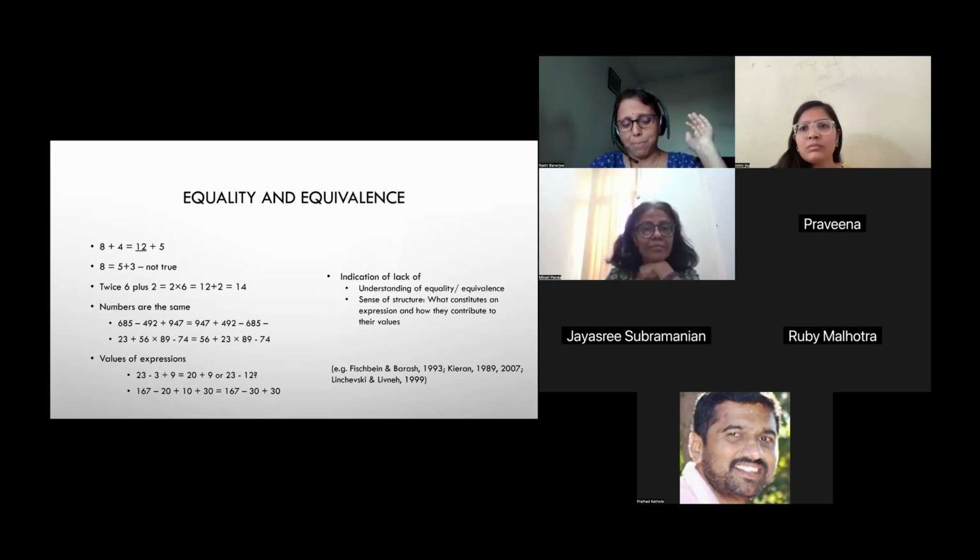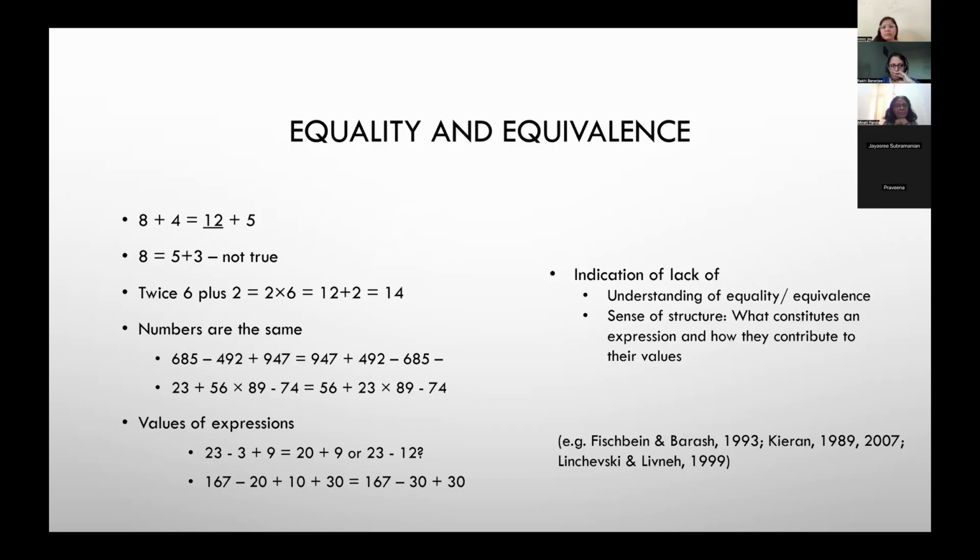They stop themselves only when they get a 17. They also don't think you can write 8 equal to 5 plus 3. You should always write 5 plus 3 equal to 8. If you ask them to do a problem like 6 plus 2 twice, they are likely to write 2 times 6 equal to 12 plus 2 equal to 14.